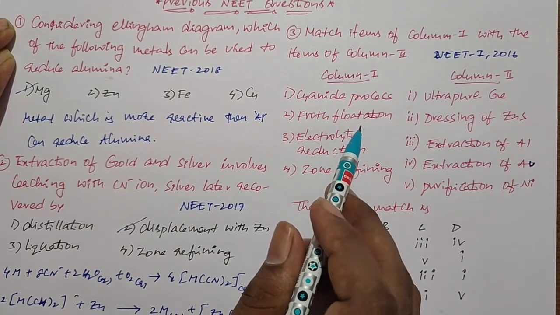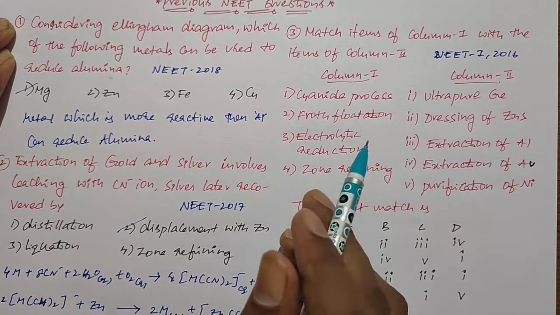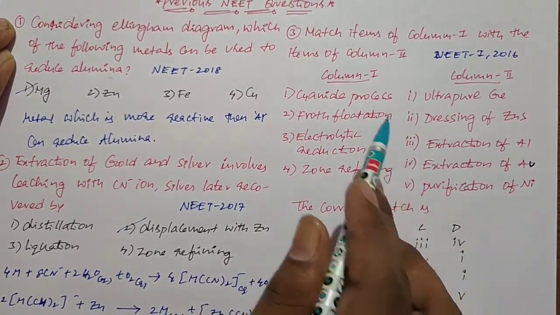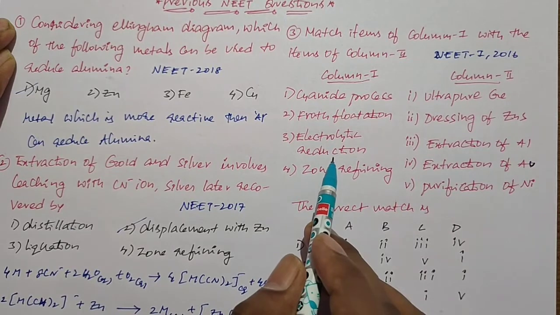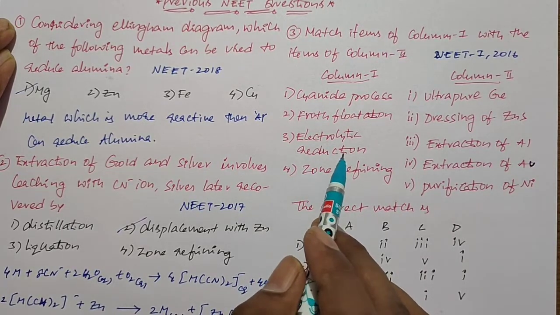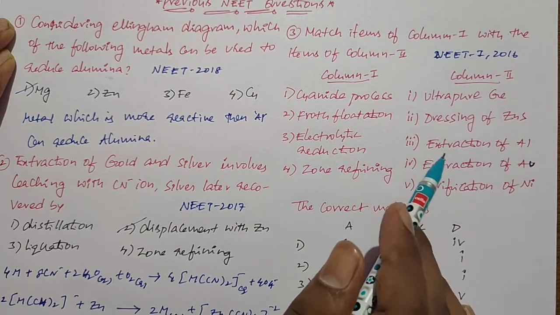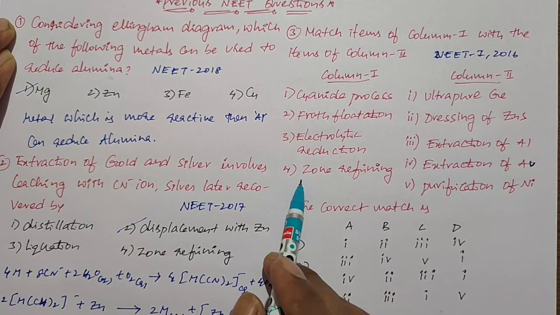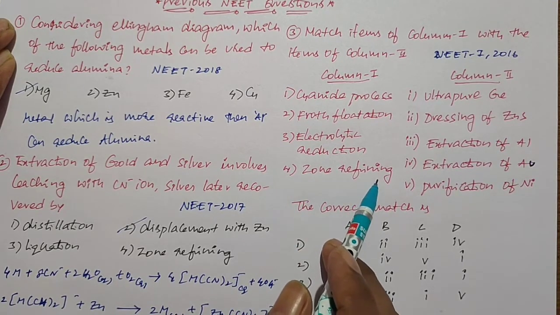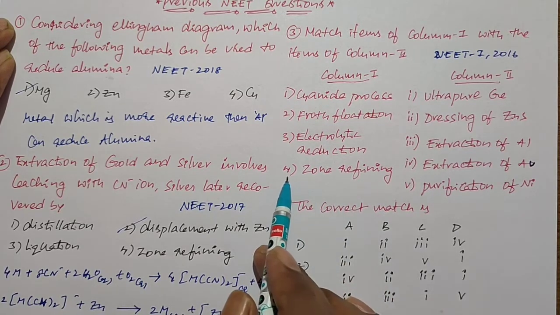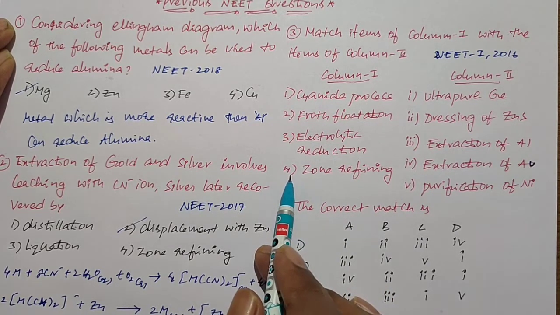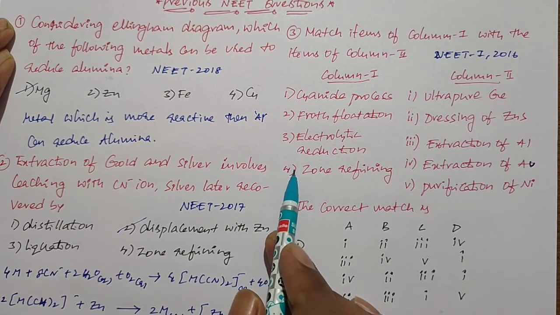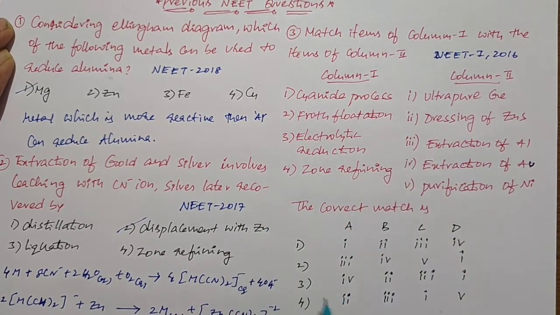Second, froth floatation. You know very well that froth floatation is used for sulphide ores. So for the second one we get option 2 in column 2. Third one, electrolytic reduction. Electrolytic reduction is for metals like aluminium. So the third one will be matched. And the fourth one, zone refining. Zone refining is used for the preparation of ultra pure metals, which are used in semiconductors. Semiconductors are generally made of silicon and germanium. So for the fourth, the first option is the right option. Based on that, the third option is the right option for the given question.